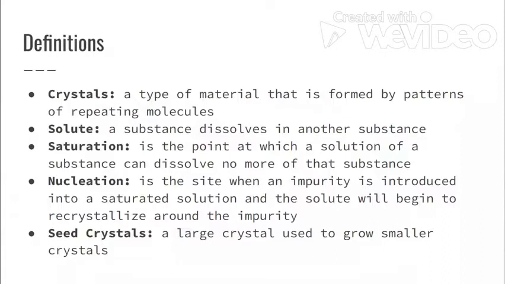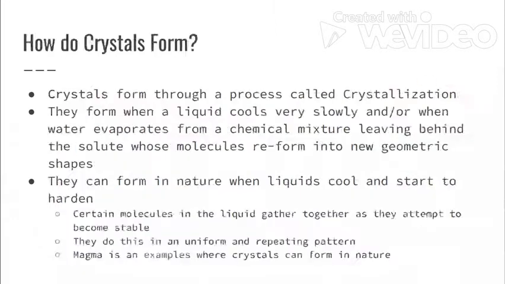Crystals are a type of material that are formed by patterns of repeating molecules. Solute is a substance dissolved in another substance. Saturation is the point at which a solution of a substance can dissolve no more of that substance. Nucleation is the site when an impurity is introduced into a saturated solution and the solute will begin to recrystallize around the impurity. Seed crystals are large crystals used to grow smaller crystals.